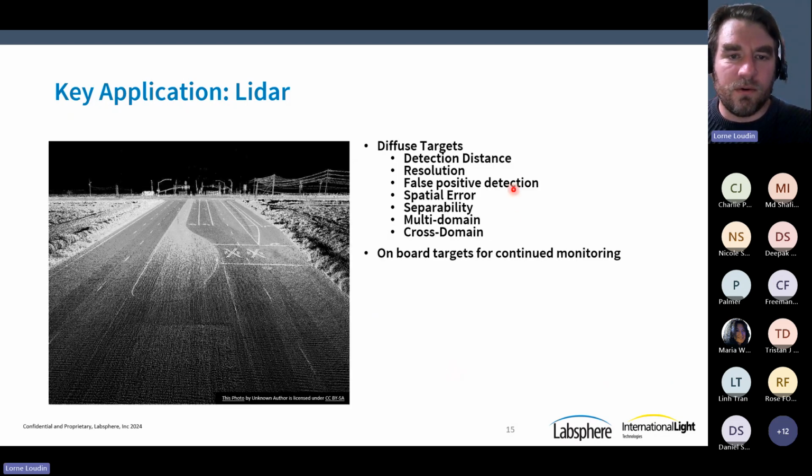And so there are other tests that can be conducted with diffuse targets on LiDAR systems. So range we talked about, but you can also look at resolution by looking at checkerboard type targets where you have different reflectance levels next to each other. It can help with false positive detection, spatial error, and a few more.